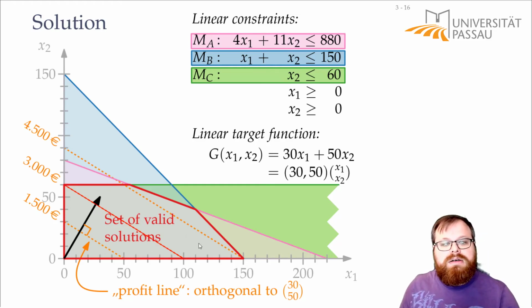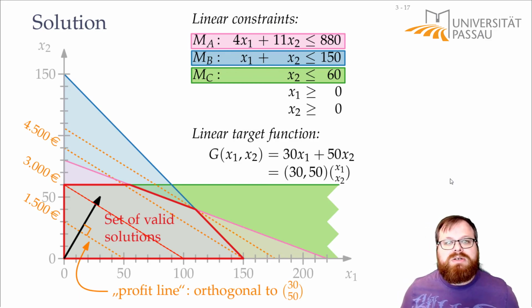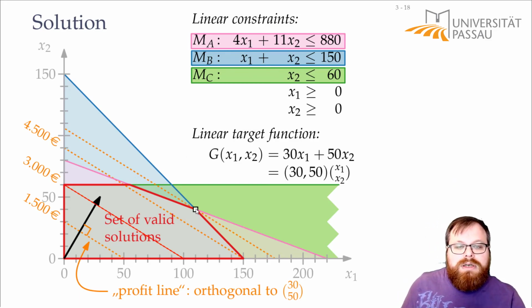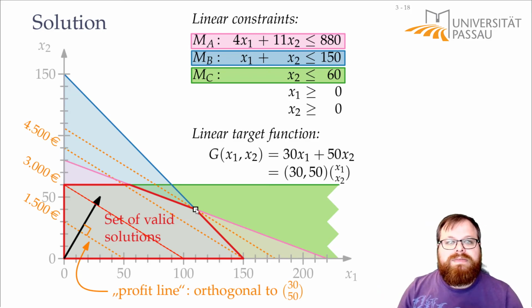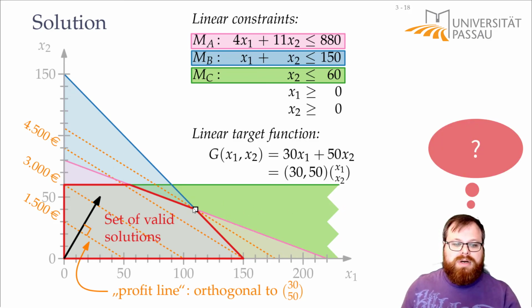All the points here, 4,500. And now we keep moving this line until we get to some extreme point. If we get here and we move it even further, then we don't have a valid solution anymore. And this gives us the maximum profit. Now can you compute the coordinates of this point?